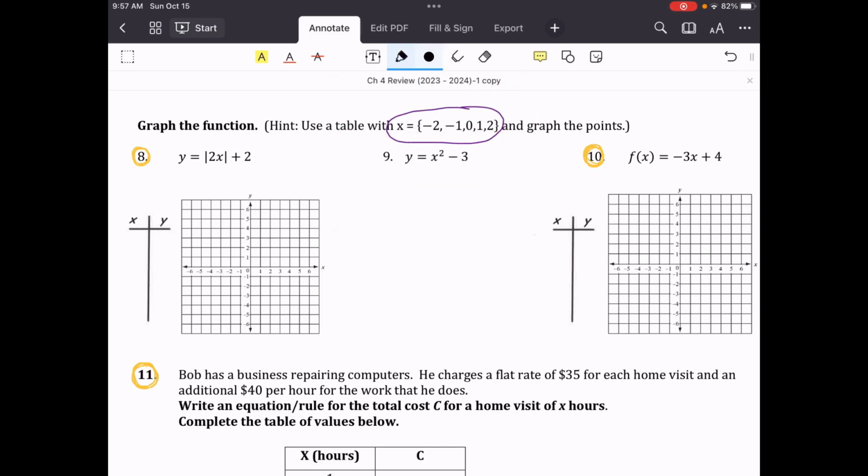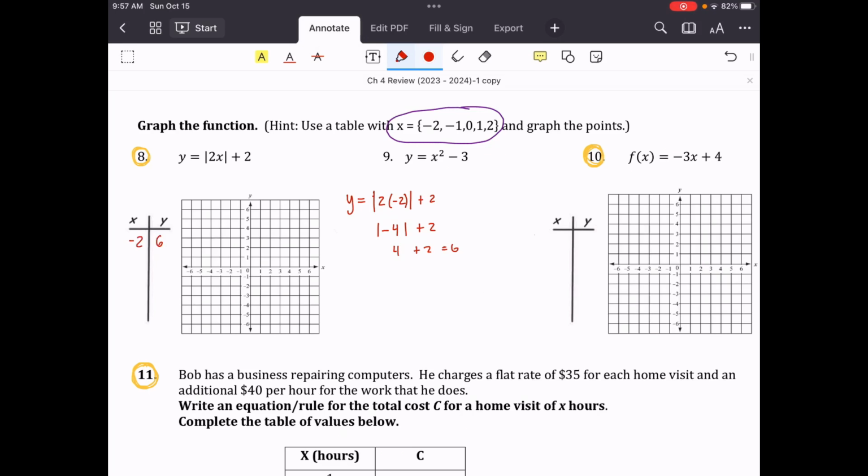So if this is the case, and I'm going to use this middle space where I'm going to do my work. So for the first one, it's y equals the absolute value of 2 times -2 plus 2. And we've got to figure out what y equals. 2 times -2 is -4. We've got the absolute value of -4 plus 2, which would just be 4 plus 2 in the end. So y would be 6. So at -2, our y value is 6.